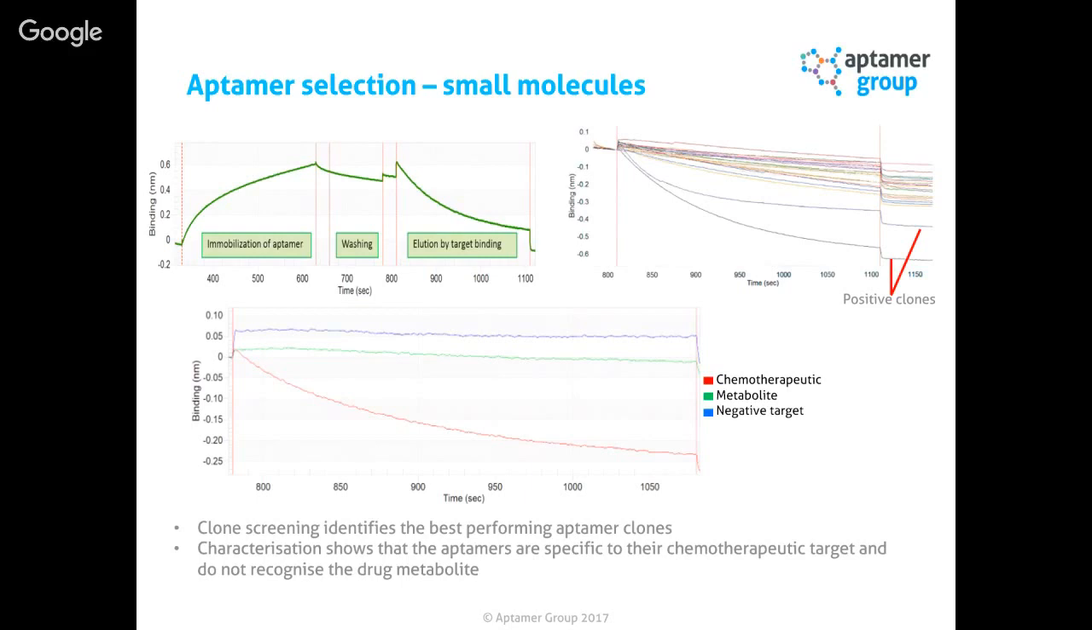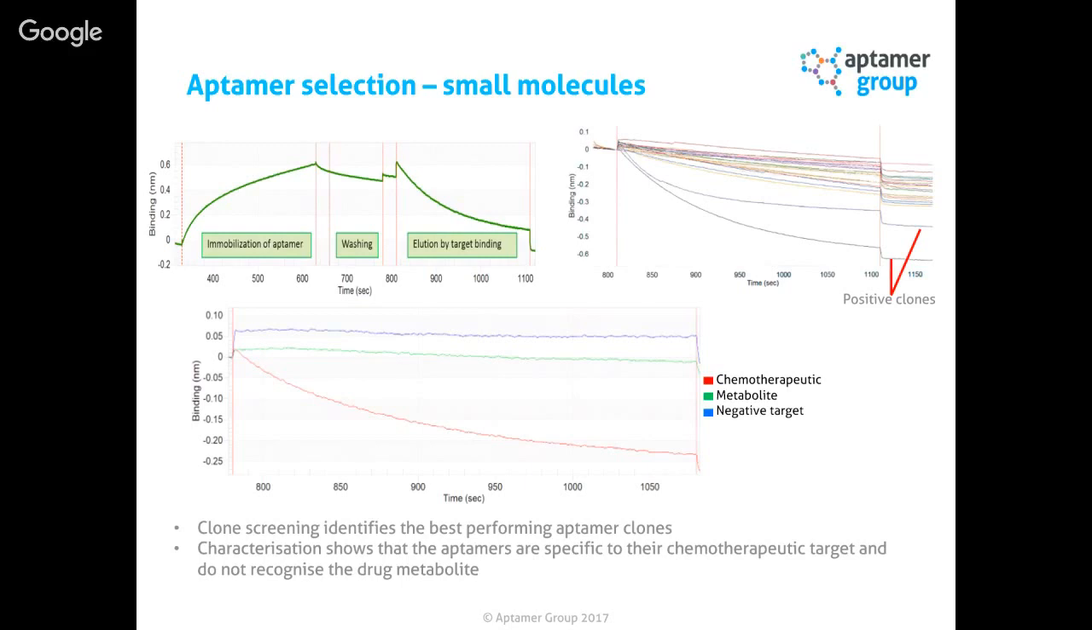And what you can see when we screen our clones on the top right is that some of the sequences in that population don't have very good affinity for the target. That's perfectly understandable. Not everything in there is going to be an aptamer, but you can see very clearly that 2 very strong hits come out of that population.